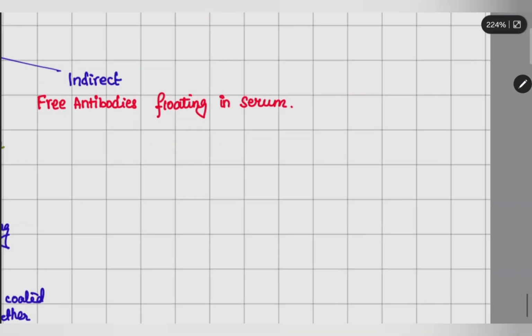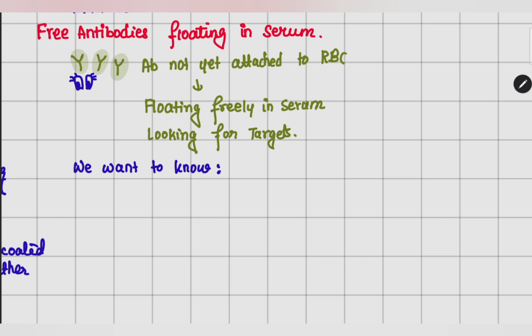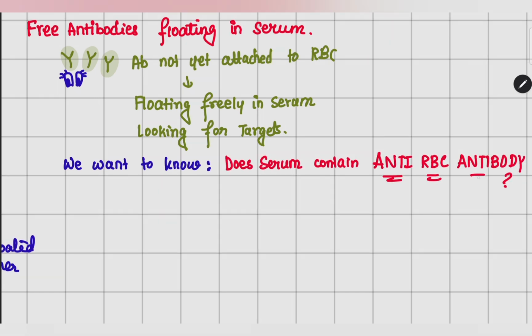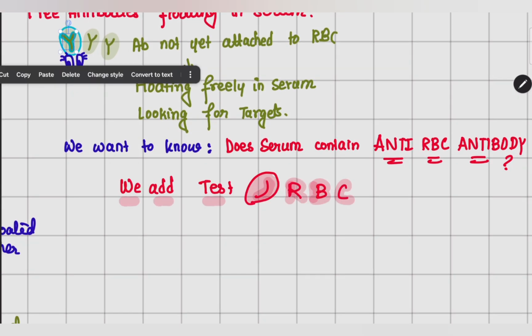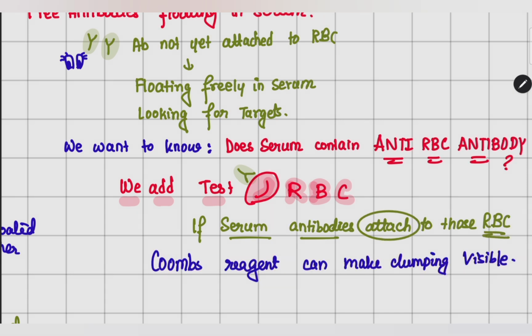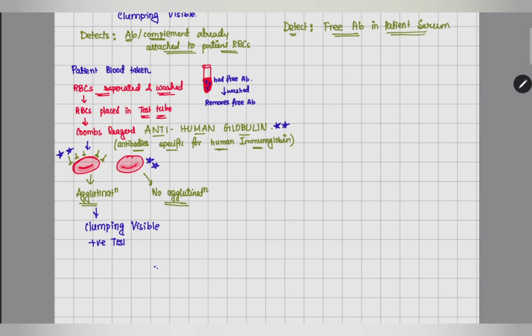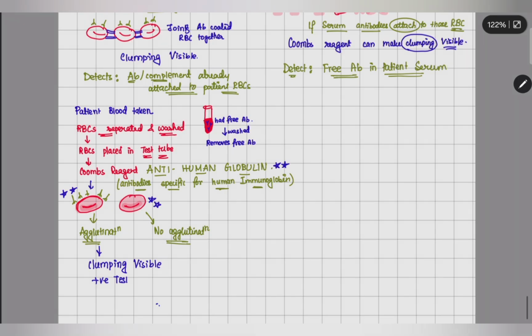Now coming to indirect Coombs test, here we detect free antibodies in the patient's serum. The antibodies are not yet attached to the RBCs, and they're floating freely in the serum looking for targets. So now we want to know: does the serum contain anti-RBC antibodies? And to know the answer, we add test RBCs. If the serum antibodies get attached to those test RBCs, then Coombs reagent can make the clumping visible. So we use this process to detect free antibodies in patient serum. That's the entire story.